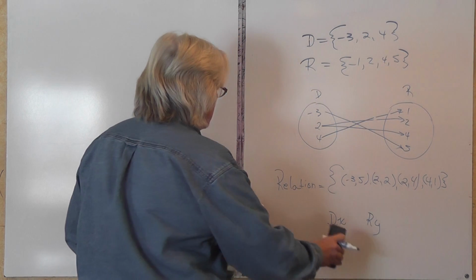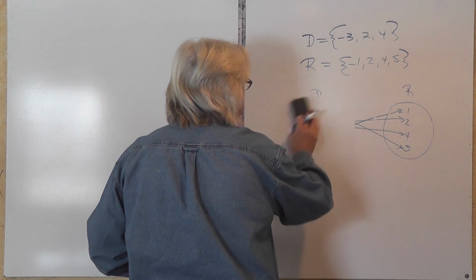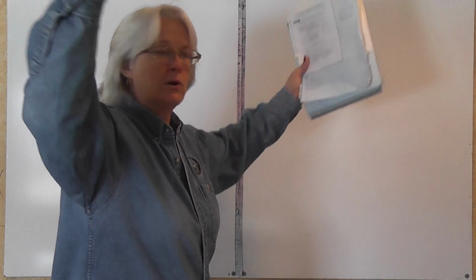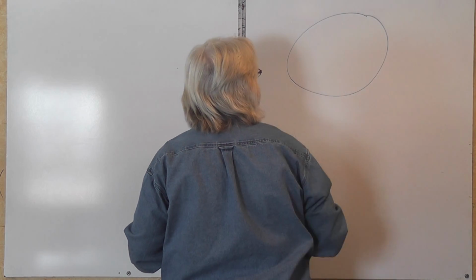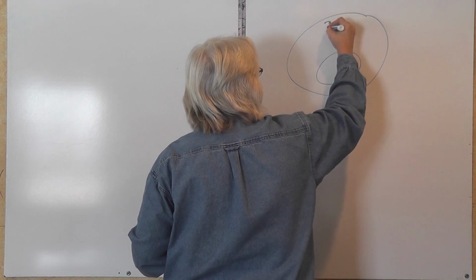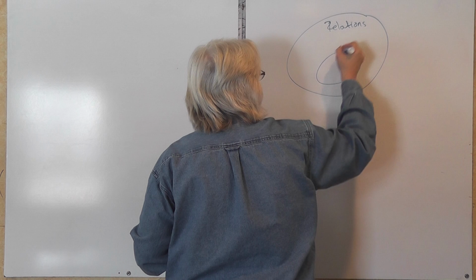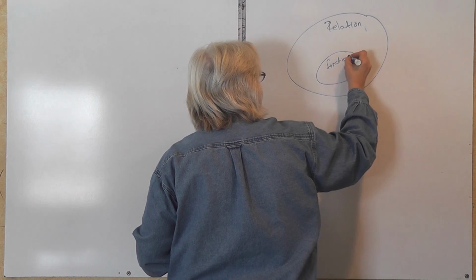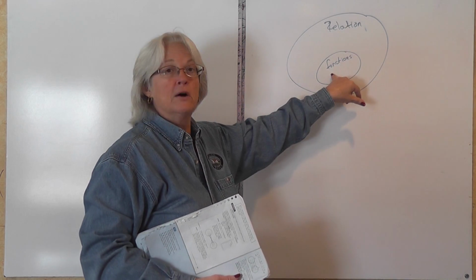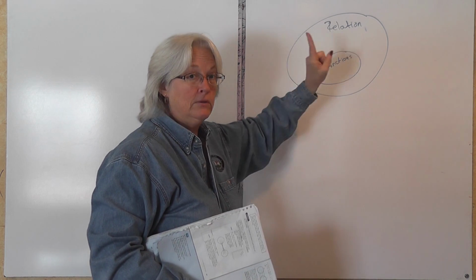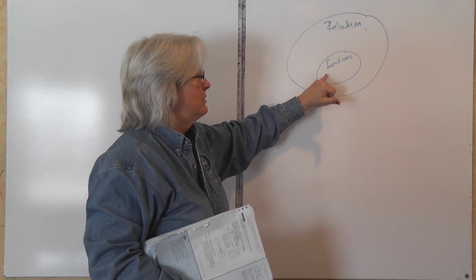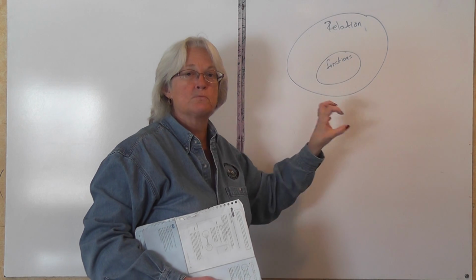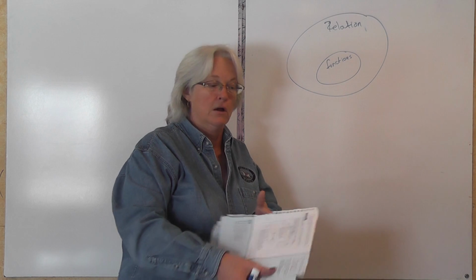So let me go ahead and draw a picture here. Just a little graphical picture. You have all this big old group of relations, a big old set of ordered pairs. And inside that, so this is a relation, and here's a function. What this says is all functions are relations, but not all relations are functions. Okay? A function is a specific, smaller grouping of ordered pairs.